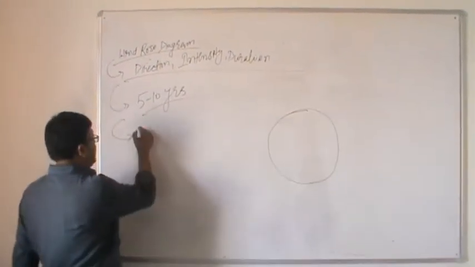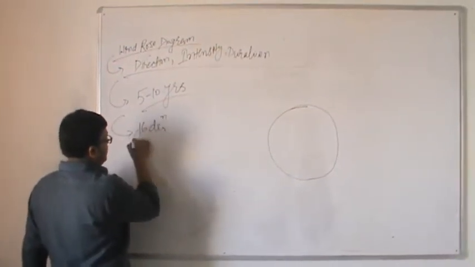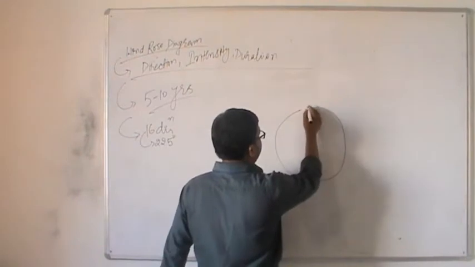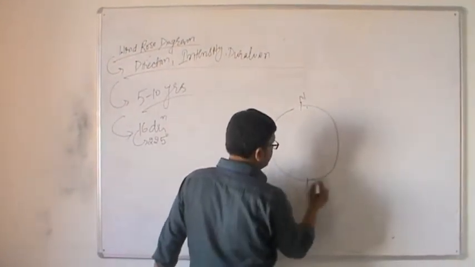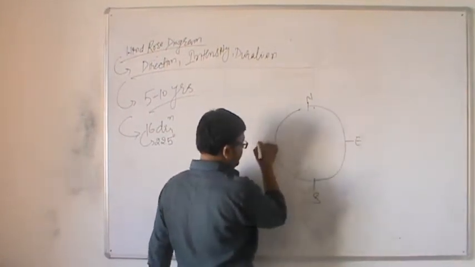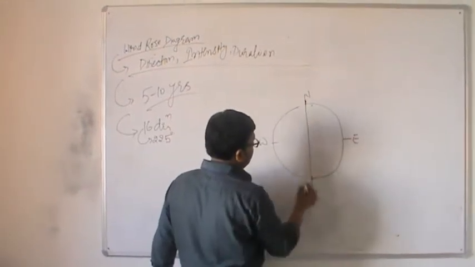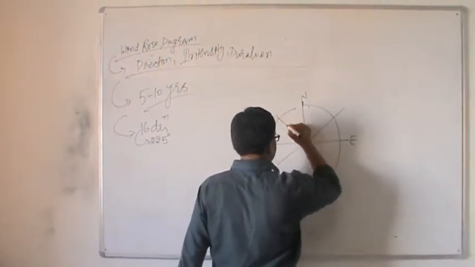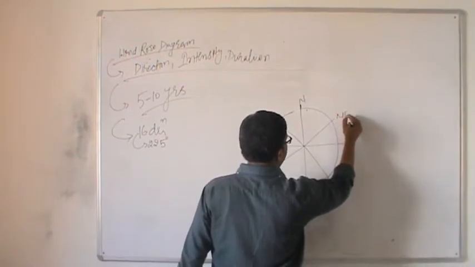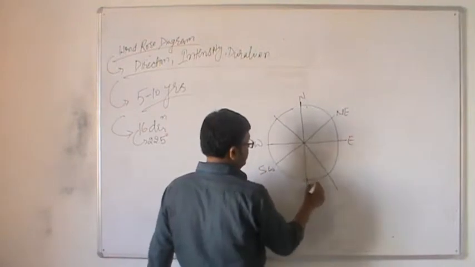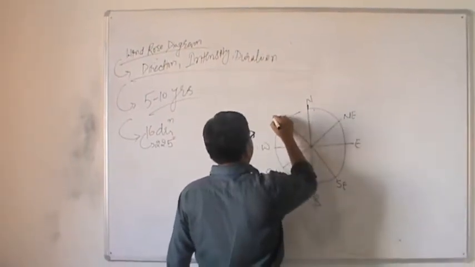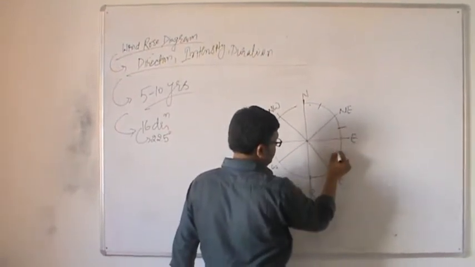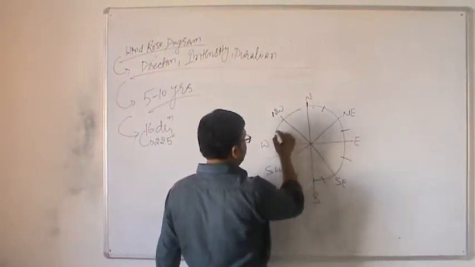We divide it into 16 directions using an angle of 22.5 degrees. Now, how will we divide it? This is north, this is south, this is east, this is west. We take the radial lines and divide further. This will be the northeast, this will be southwest, this will be southeast, this will be northwest. We still divide it further.